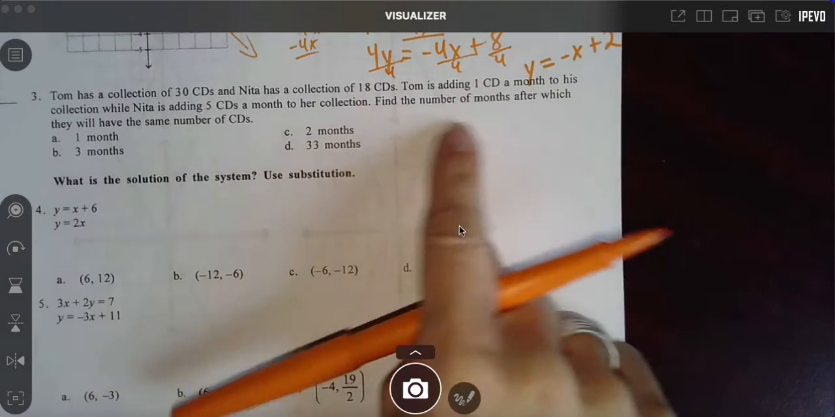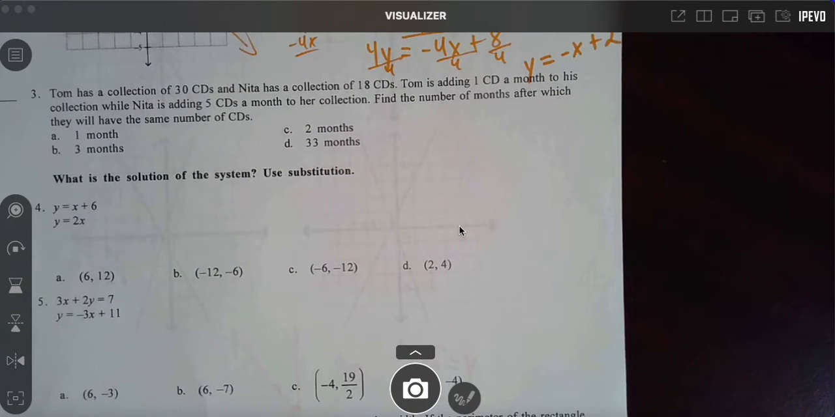Let's see. Is that necessary? What, to do an equation? No, the CD part. Oh, I have no idea.